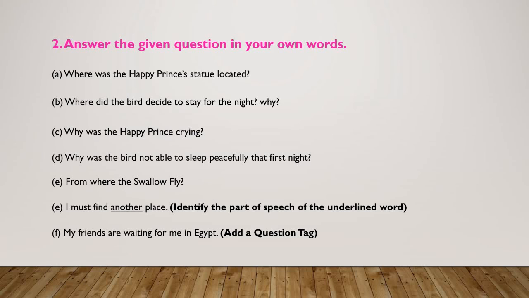Next question. My friends are waiting for me in Egypt. Add a question tag. So here you have to see whether your statement is negative or positive. Here our statement is positive. So your answer will be, my friends are waiting for me in Egypt, comma, aren't they? Question mark.